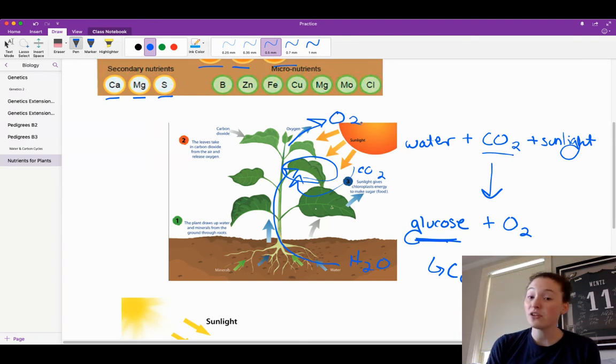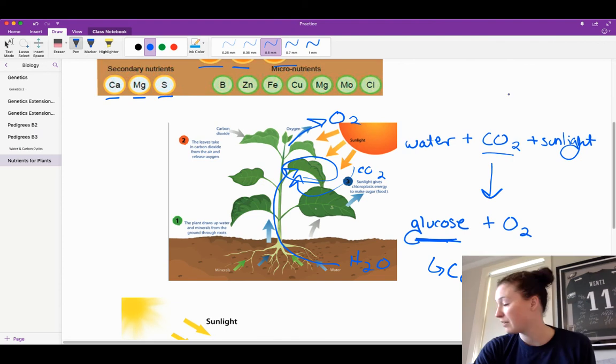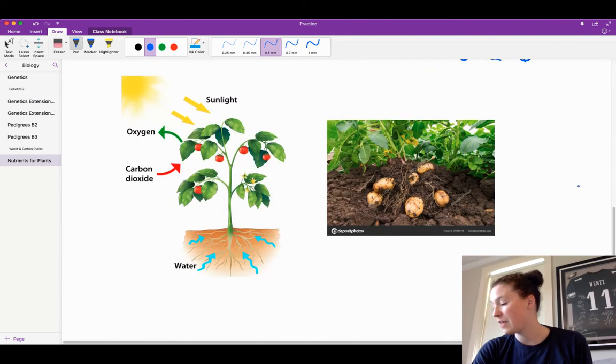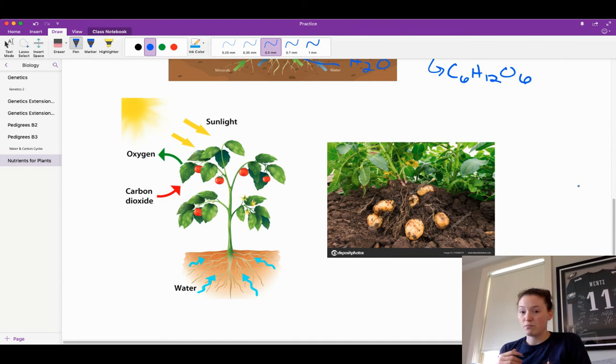And that glucose can then be used by the plant in a couple of different ways. They can use it for their own energy, for their own growth, to make more branches and leaves and stems, etc., and more roots, and they certainly will do that. But they also might store that energy somewhere, and that's really important for us. And this is why we cultivate plants in a garden or on a farm.